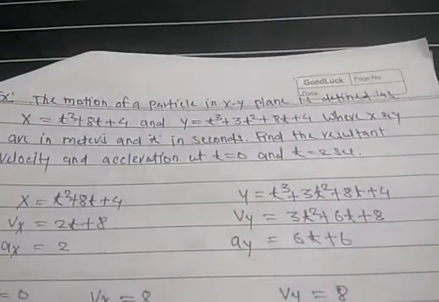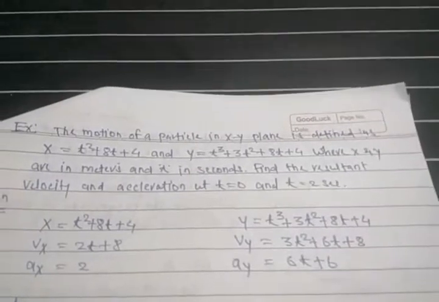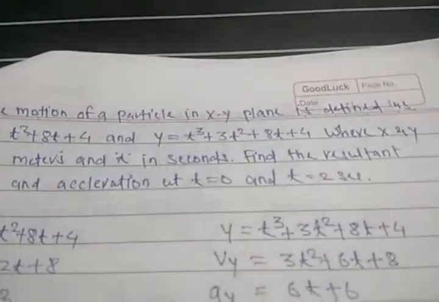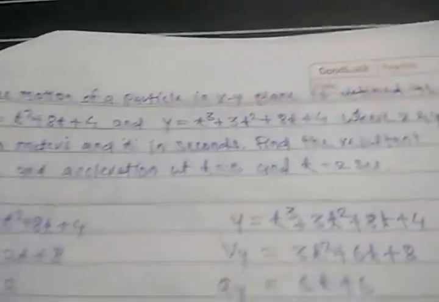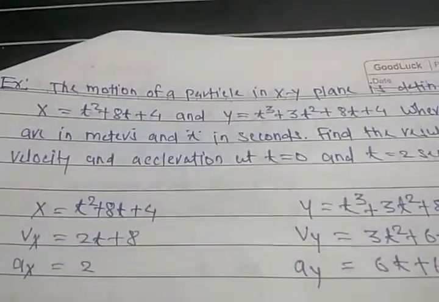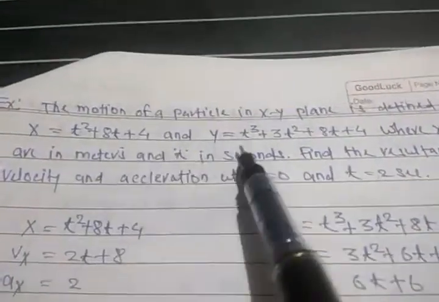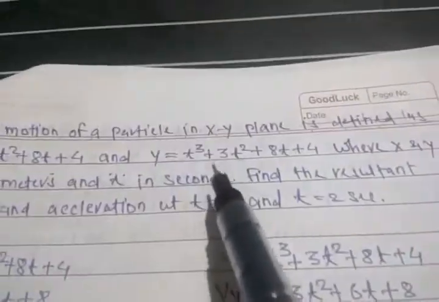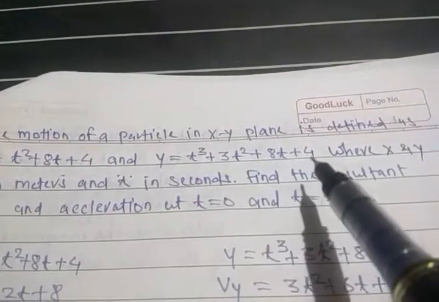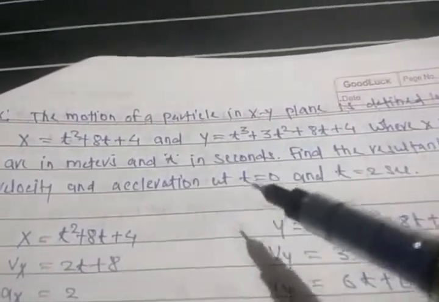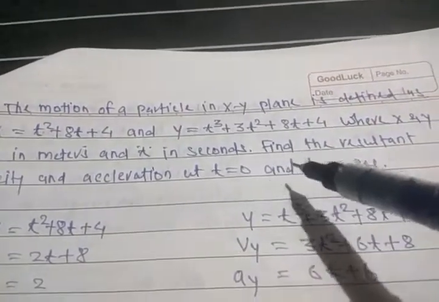Okay, so dear students, let us see the example on curvilinear motion. The motion of a particle in the xy plane is defined as x is equal to t square plus 8t plus 4 and y is equal to t cube plus 3t square plus 8t plus 4, where x and y are in meters, that means displacement, and t is in seconds, time.